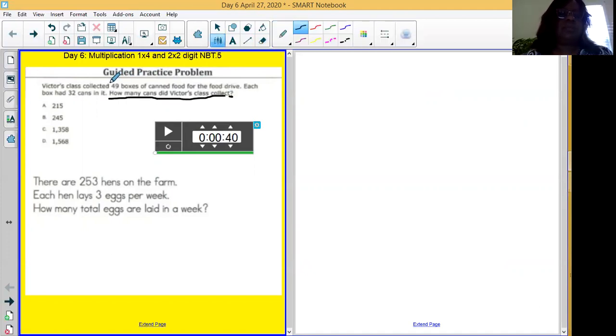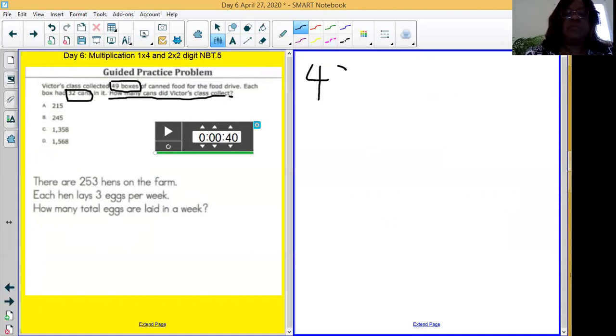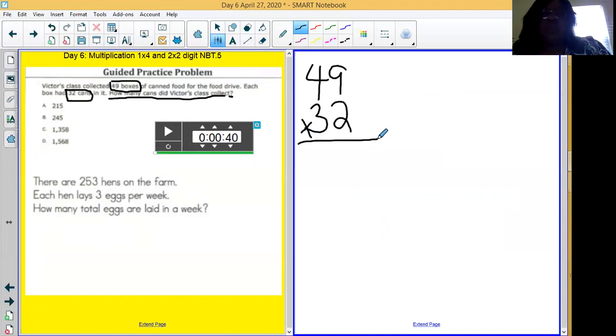I see that they collected 49 boxes, and each box had 32 cans. So I know there were 49 boxes, and each individual box had 32 cans in it. My job is to figure out how many cans the whole class collected. So I'm going to multiply. I'm going to set my problem up: 49 times 32.